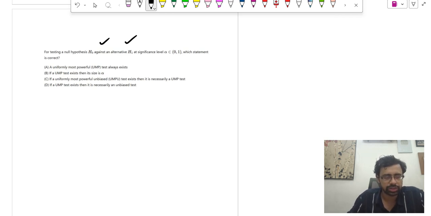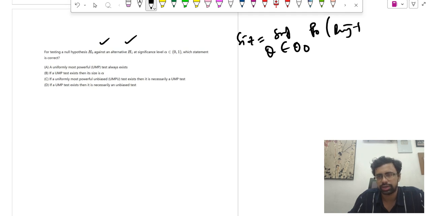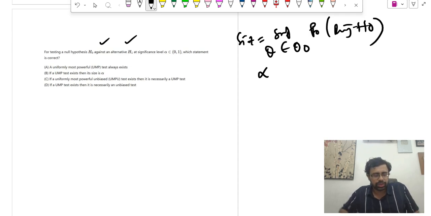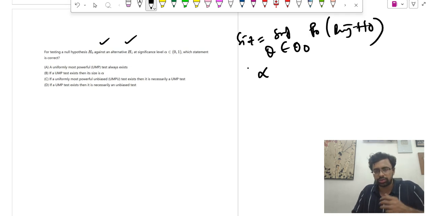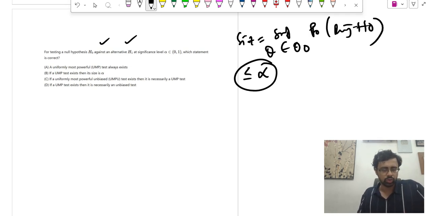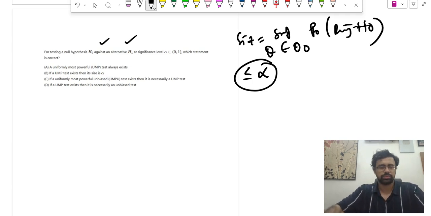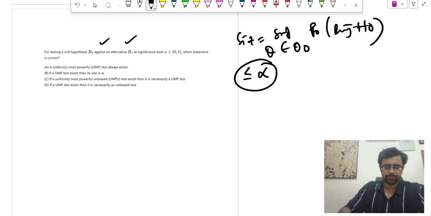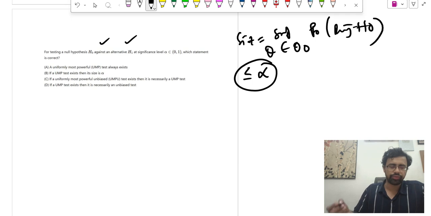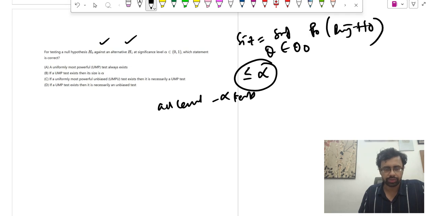Okay, so first, the size of a test. Size is equal to the supremum over theta belonging to theta 0 of the probability of rejecting H0. That's it. So now, at level alpha, that means size is less than or equal to alpha. Okay? So uniformly most powerful, UMP: the test is UMP if among all level alpha tests, it has the largest power for every parameter under H1.